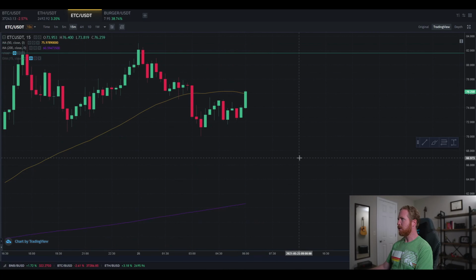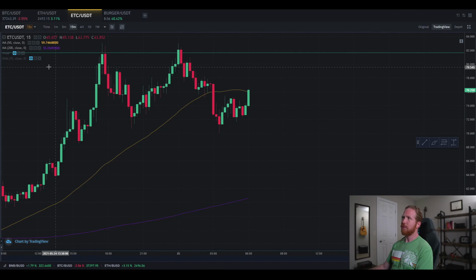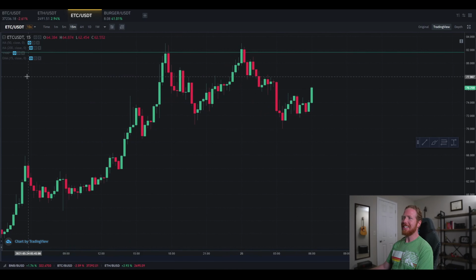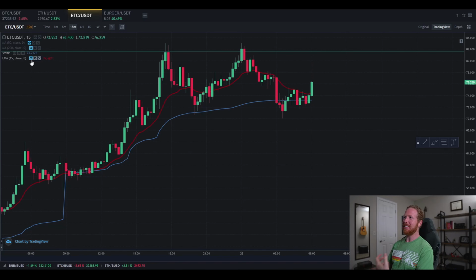Now for the 15-minute chart, I always like to identify a couple of things. First of all, I disable my moving averages just because they kind of get in the way. It's extra things on the screen that can get annoying, personally. But let's look at the VWAP and the EMA.